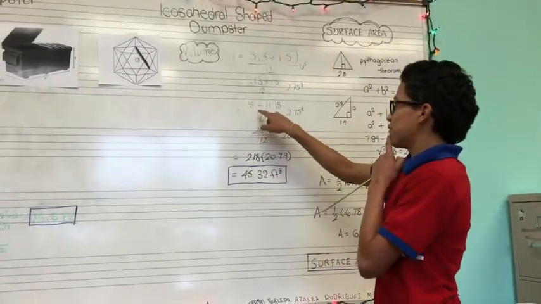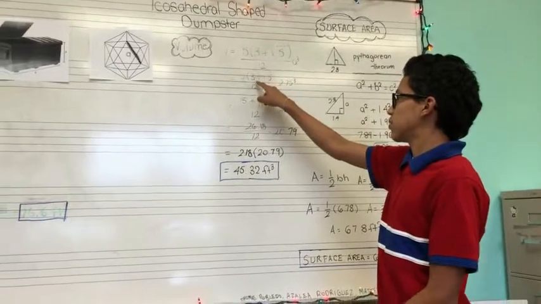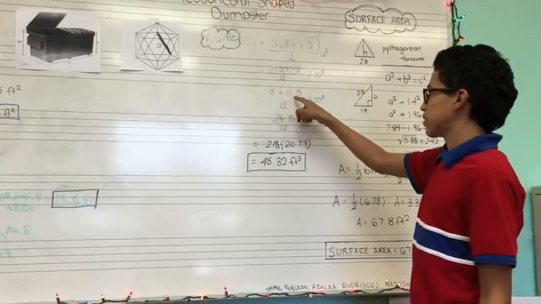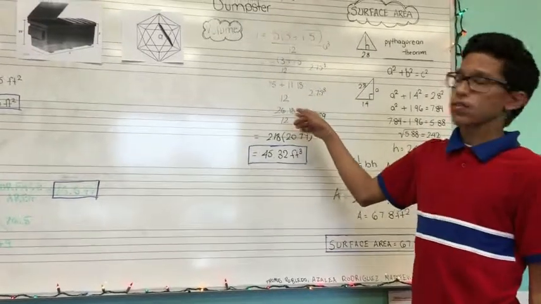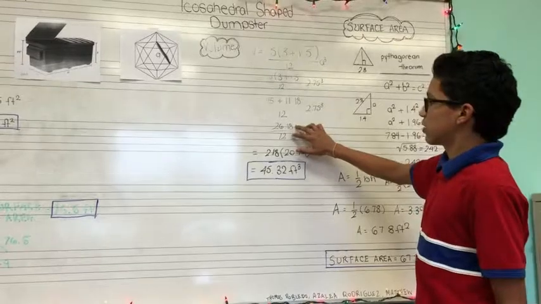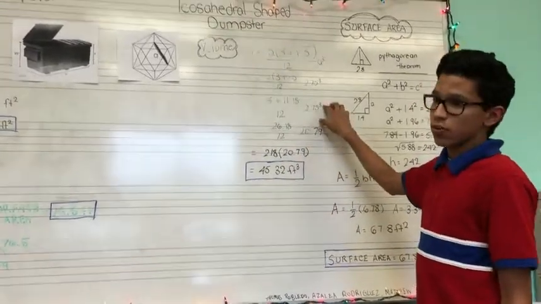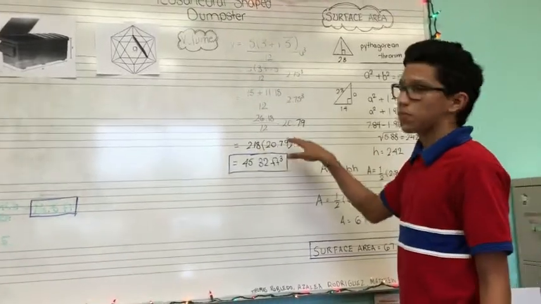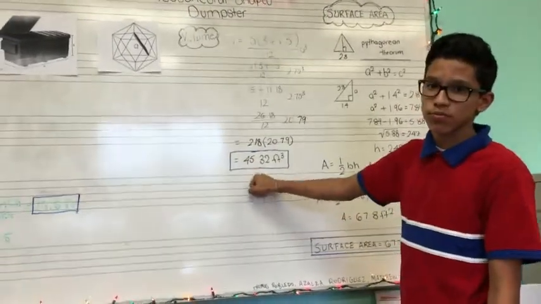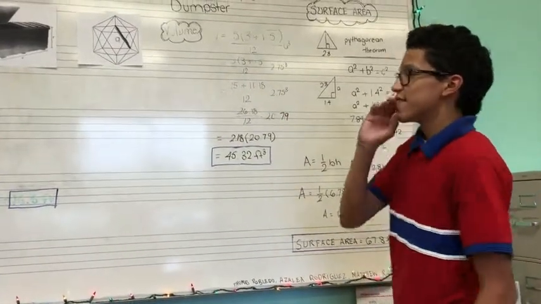And then you do 15 plus 5 times 3 plus the square root of 5, which comes out to 15 plus 11.18, and then you divide that by 12, and you multiply that by the cube. 26.18 divided by 12, and the cube of that, and then you multiply the 2, and that gives you the volume. Now you have the volume of the icosahedron.